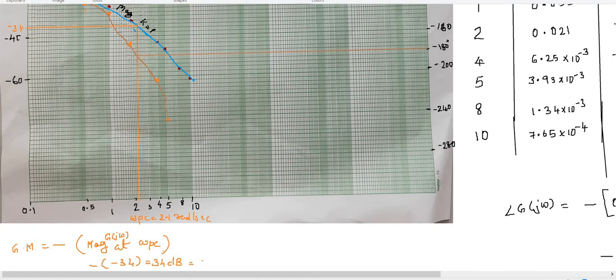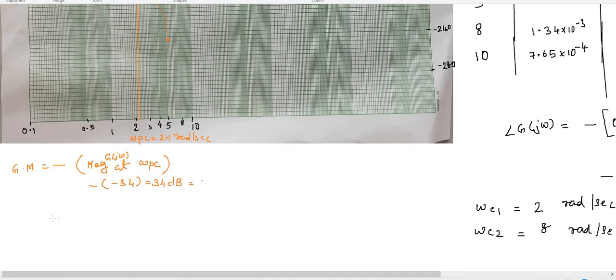Now what do we have to find out? We have to find out the gain k when the gain margin is 6 dB. So when the gain margin is equal to 6 dB, what will be the magnitude at omega pc? The magnitude at omega pc should be minus of 6 dB, that is minus 6 dB.